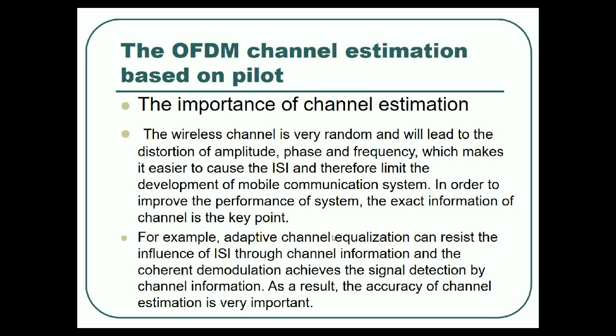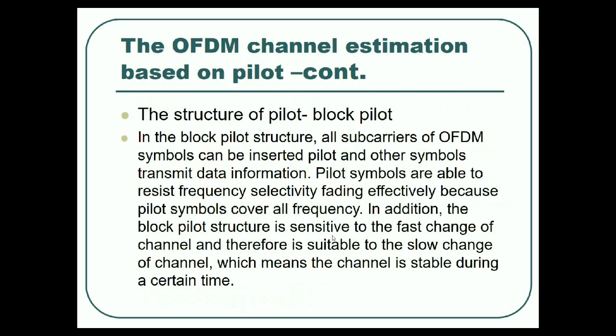The wireless channel is very random and will lead to the distortion of amplitude, phase, and frequency, which makes it easier to cause ISI and therefore limits the development of mobile communication systems. So in order to improve the performance of systems, the exact information of the channel is the key point. For example, adaptive channel equalization can resist the influence of ISI through the channel information, and coherent demodulation achieves signal detection by channel information. So the accuracy of channel estimation is very important.